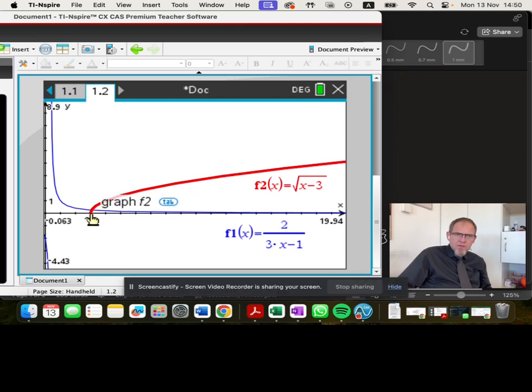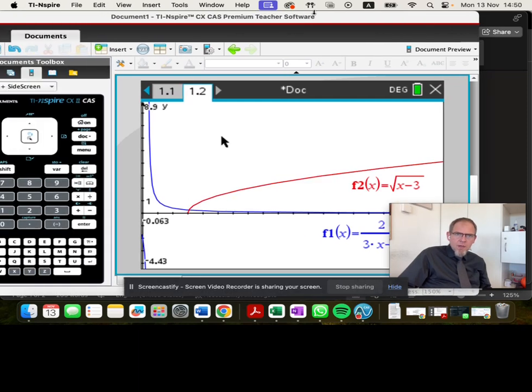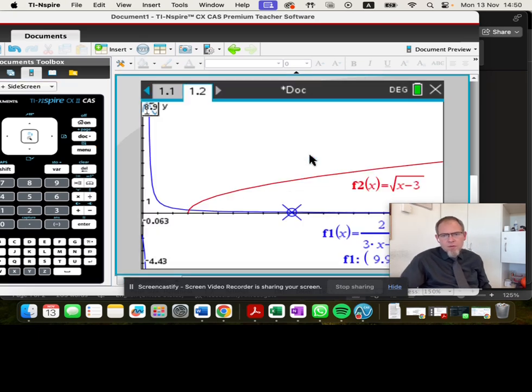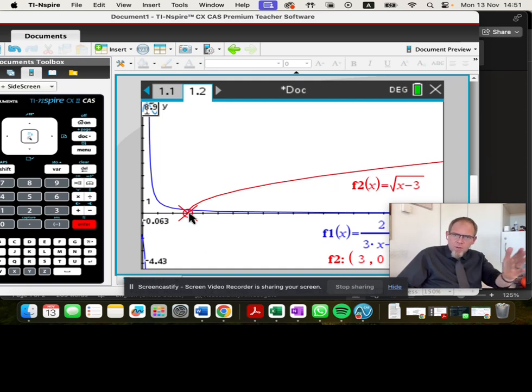But this is at the point 3, and I can do that with the graph trace. Menu, trace, graph trace, and if I just slide over to here, I see that 3, 0 is that point right there, and that's the lowest value of x that exists, but it goes on forever the other way.